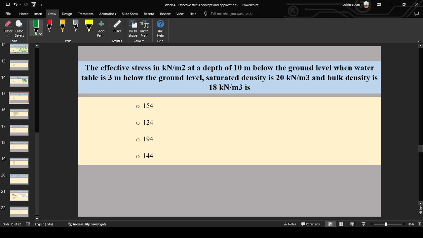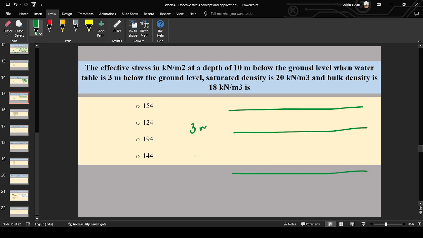Yes, effective stress at a depth of 10 meter below the ground level. Water table is 3 meter below. So I'll draw it once. This is 3 meter. This will be 7 meter. So this is total 10 meter. Now this is the water table. Saturated density is 20, so gamma sat equals 20. Bulk density, that is gamma T, equals 18.